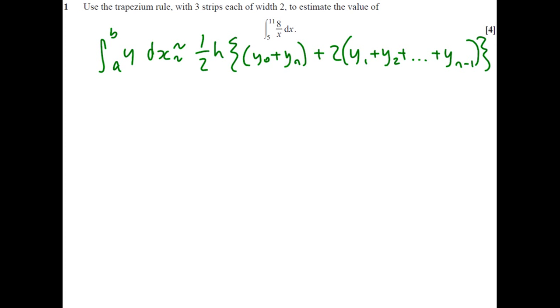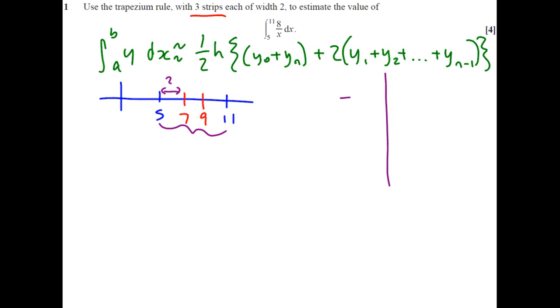Now you need to think, I don't use the rest of this formula because we're integrating between 5 and 11 and we want to use 3 strips, so it's going to be 7, 9, 11. This question has been nice to you and told you the width of each strip, but how I've just shown you is how I would figure out that that has to be 2.